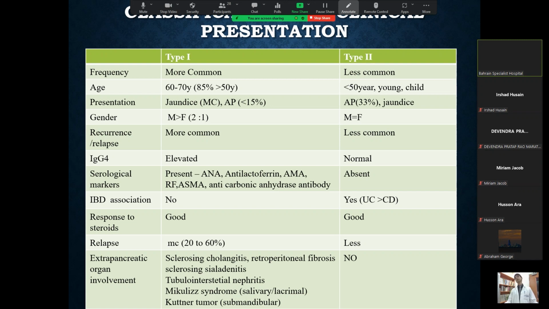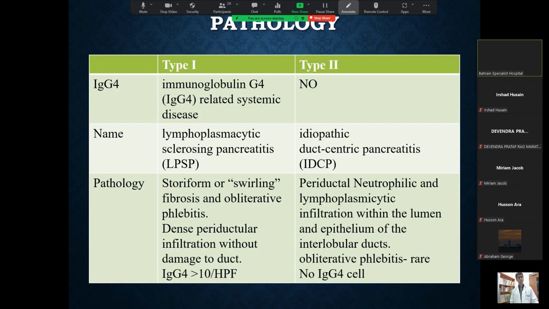IgG4 is usually elevated in type 1 rather than type 2. There are different serological markers which are, most of the time, positive in type 1 rather than type 2. And there is an association with inflammatory bowel disease, which is less common in type 1, while in type 2 it is relatively higher. Response to steroids is equally common in both. As I said, relapse is also more common with type 1. And extra pancreatic organ involvement is pretty common with type 1.